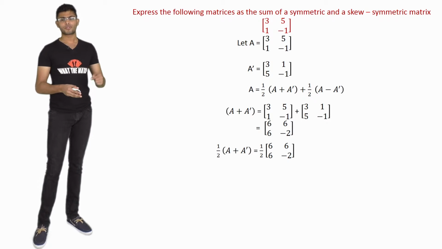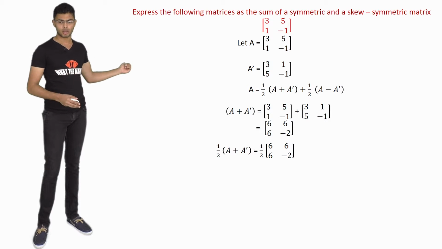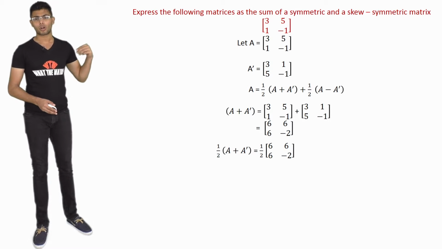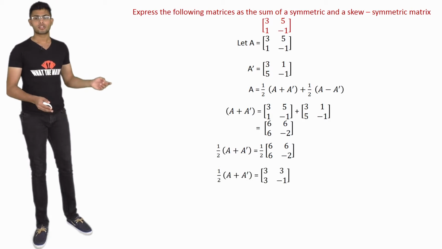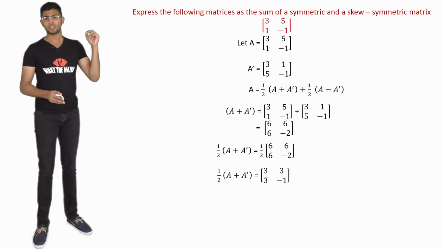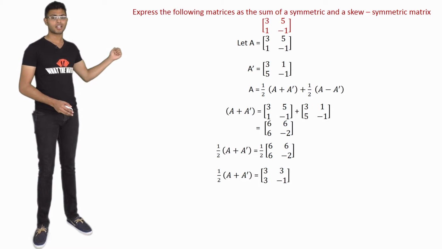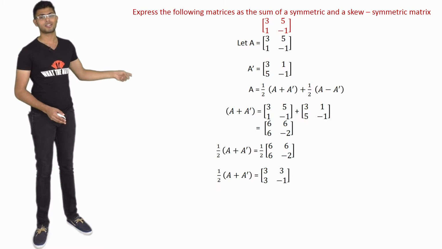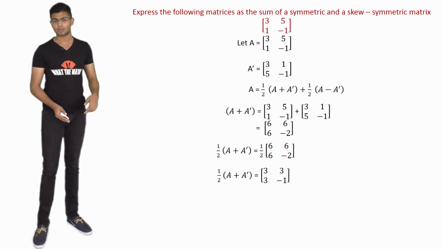First we're going to take half of this matrix over here. So you're going to have 1 by 2 of this matrix. When you multiply the 1 by 2 inside, we have to multiply the 1 by 2 with each and every single element. Once you've done that, you're going to have this matrix over here, which has 3 and 3 in the first row and 3 and minus 1 in the second row.